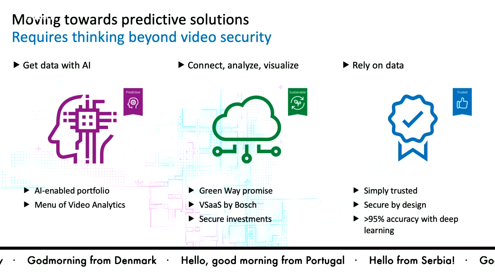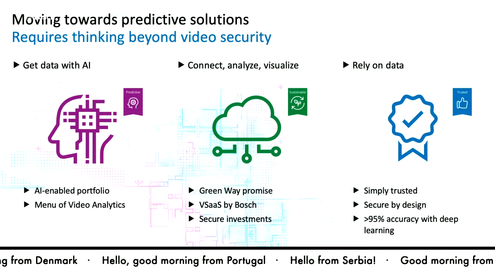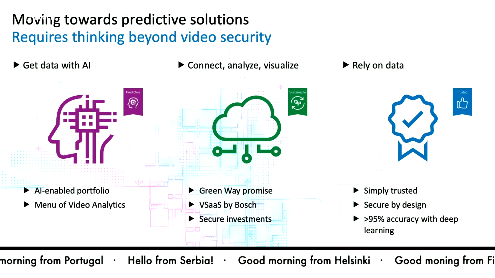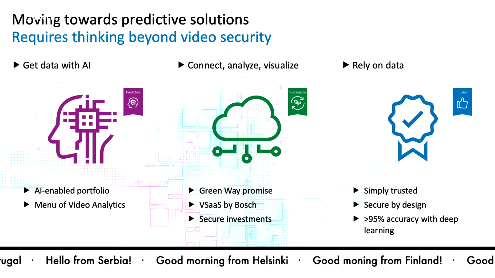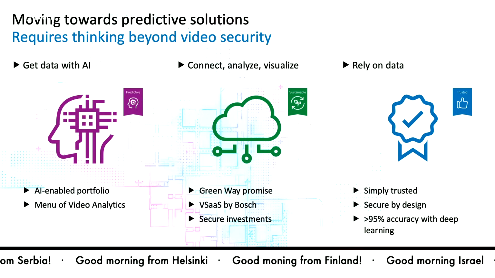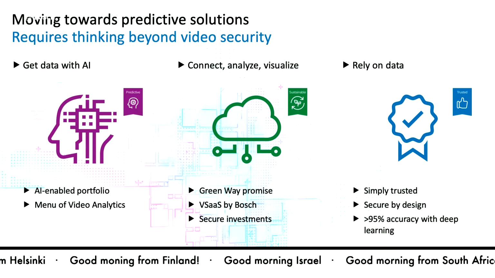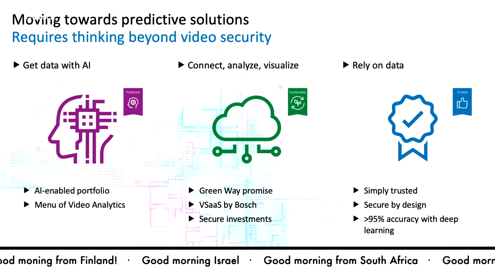Yeah, but we also have a lot of connectivity solutions in our portfolio. That means what we like to call the Greenway Promise. This means that every Bosch camera has the capability to connect itself to the cloud. If you want, you can connect it to the cloud, right? So you need to simply give it the opportunity to do that.